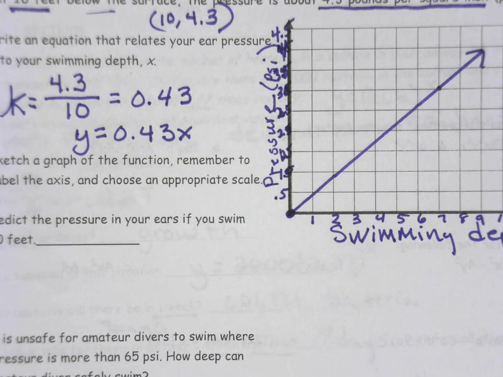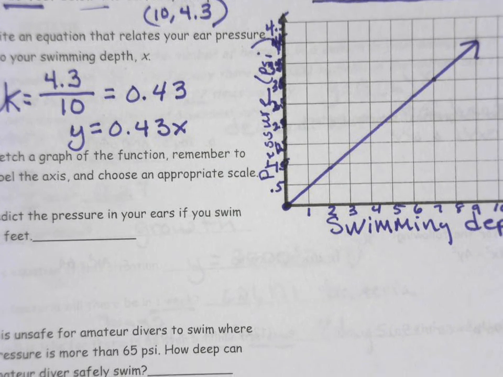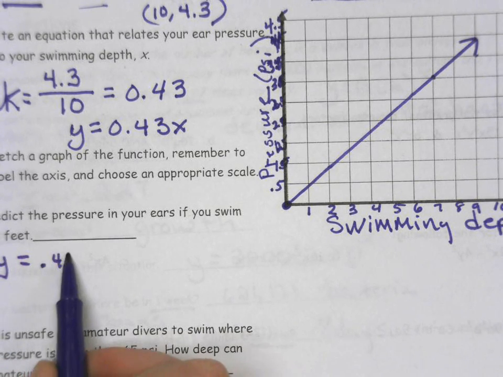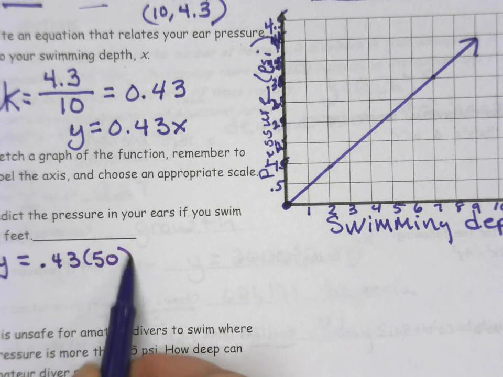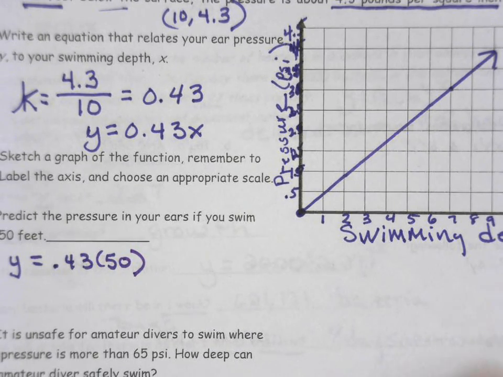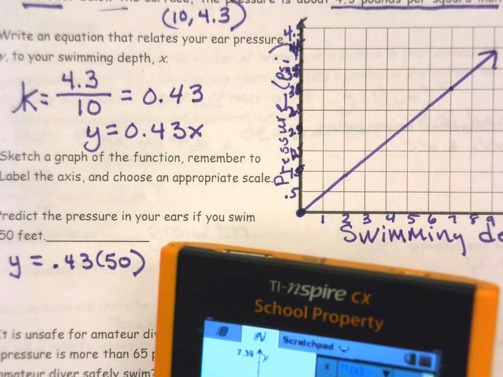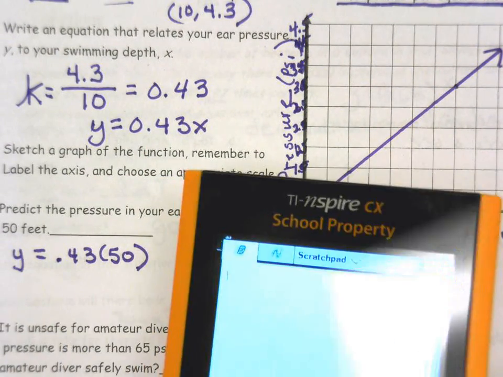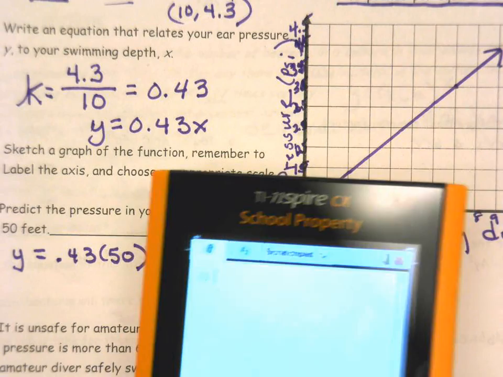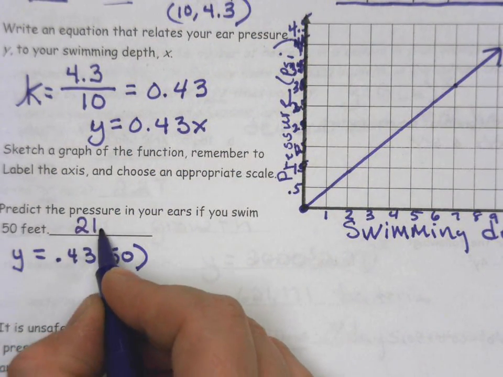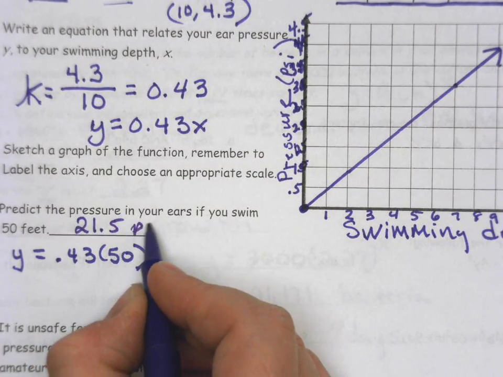Okay, the next one, predict the pressure in your ears if you swim at 50 feet. You could just put it in the equation, y equals 0.43 times 50, or you could scroll all the way down on your table, but I think it's easier just to plug it in and go 0.43 times 50, and you get 21.5 psi.